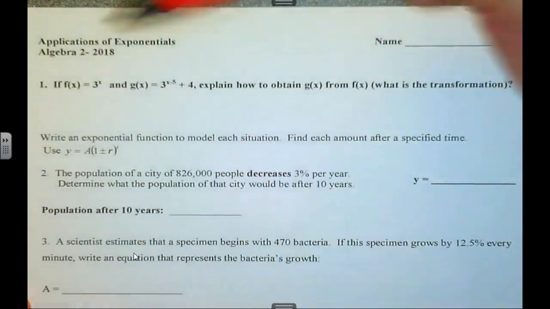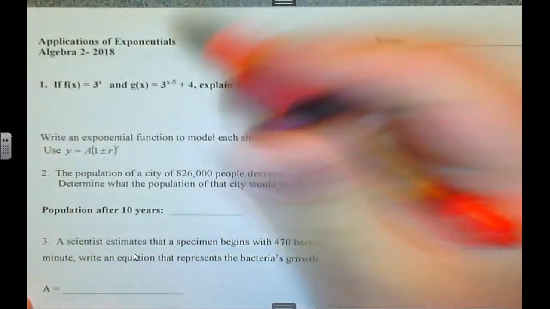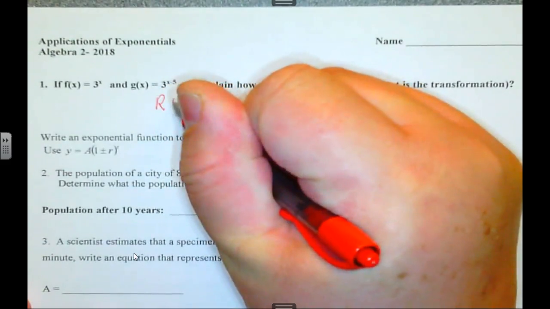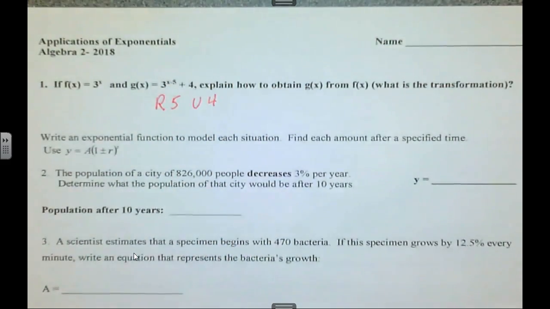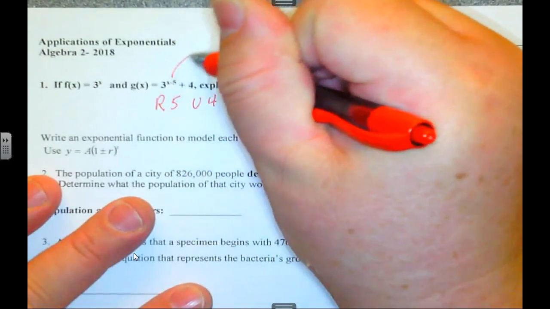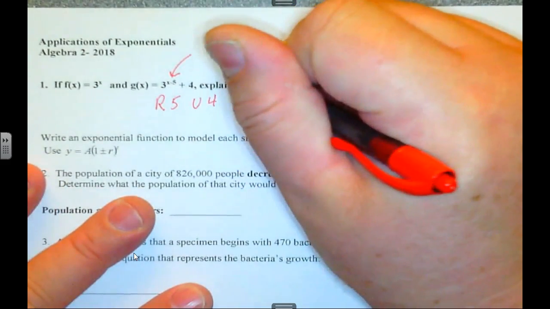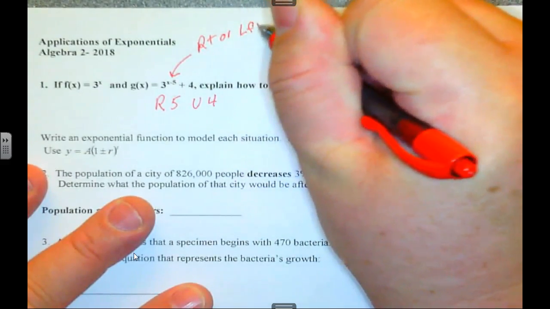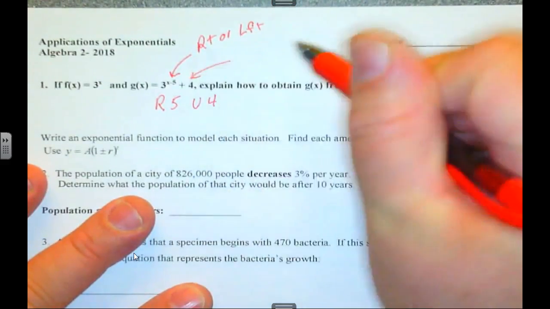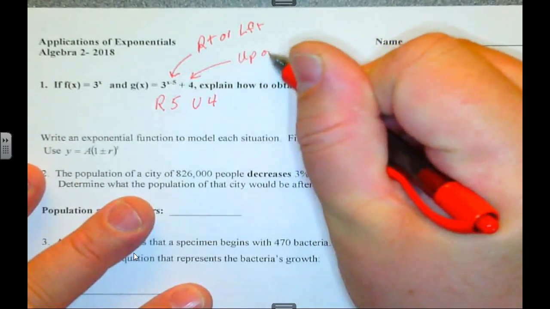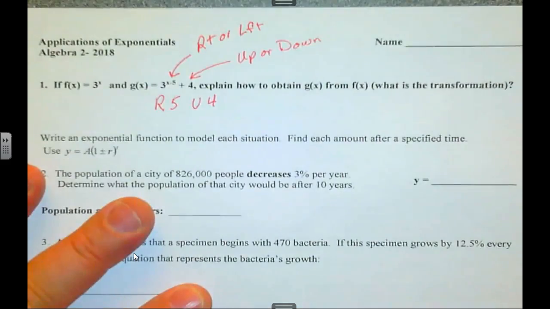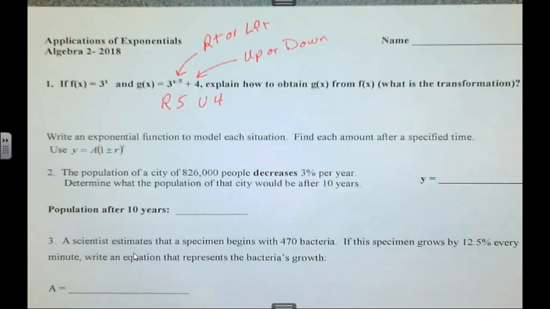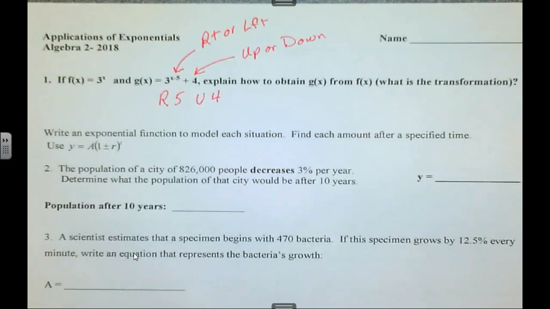Okay, again, how do I get from the f of x to the g of x? That's right, right 5, up 4. In the exponent, remember, that's my h, so it's opposite. That's right or left. And then this tells me up or down. That's my k. That was on the last test, by the way, right? In exponential form.